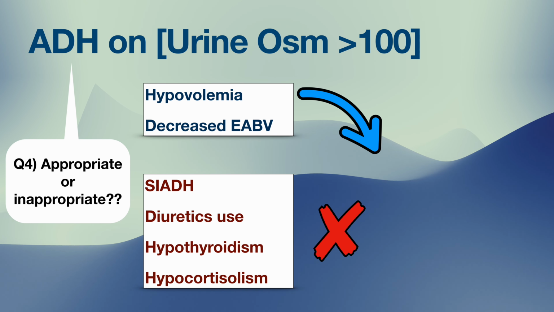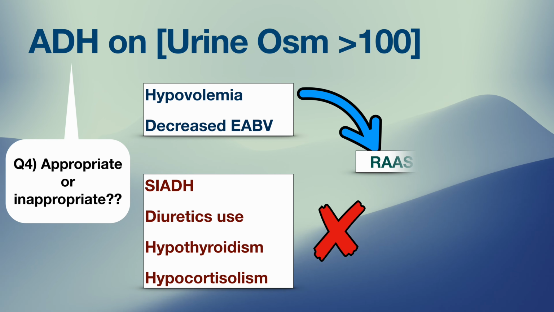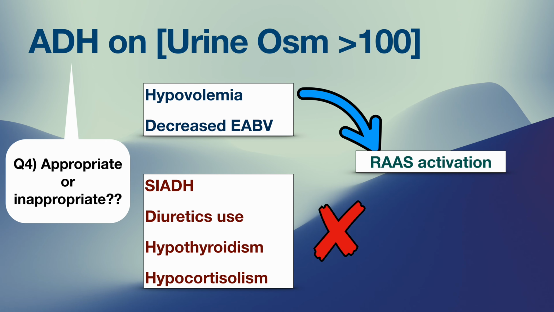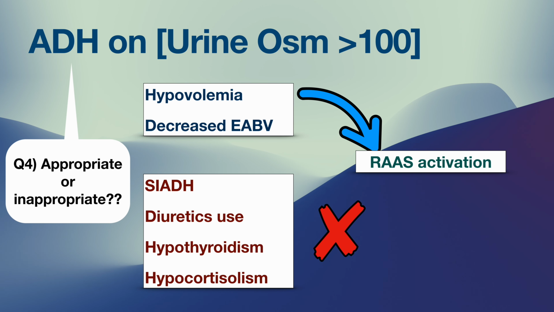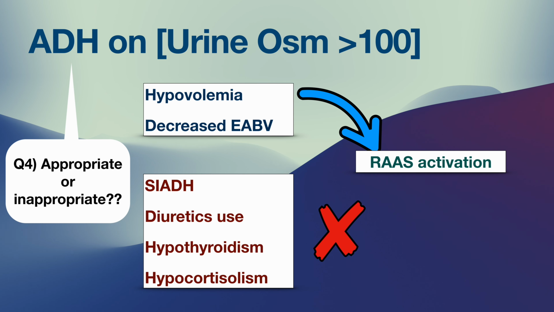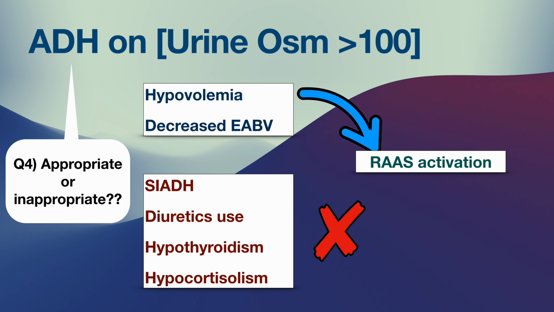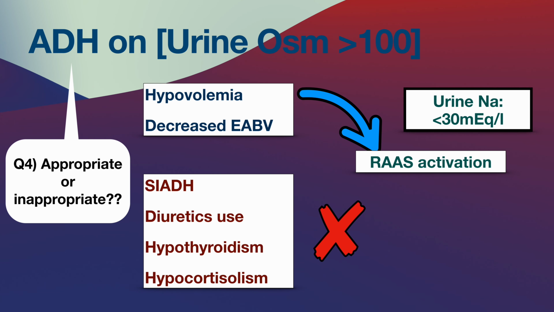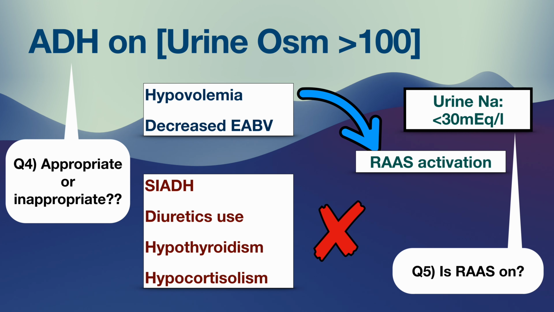Now, when hypovolemia acts as a trigger for ADH release, it also acts as a trigger for RAAS activation. Now we know that RAAS will ultimately lead to sodium retention by the aldosterone. When sodium will be retained by the kidneys, it will not appear in the urine. Hence, urine sodium will fall below 30. Which brings us to our next question that we need to ask, is RAAS on?